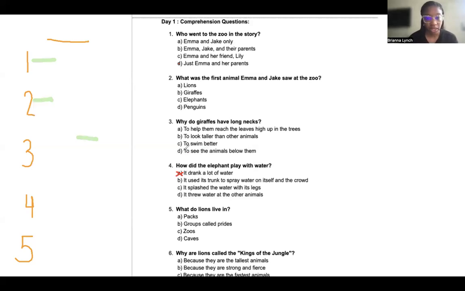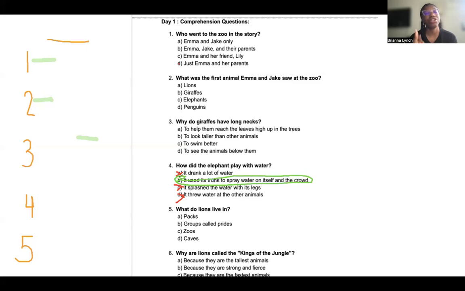All right. It used its trunk to spray water on itself and the crowd. Ooh, that sounds right. So I'm going to use my green colored pencil and give that a check. That sounds like the proof we found in the story. It splashed the water with its legs. They didn't talk about that. It threw water at the other animals. No, they didn't mention that. So our answer once again is B. So I am going to circle the answer B.